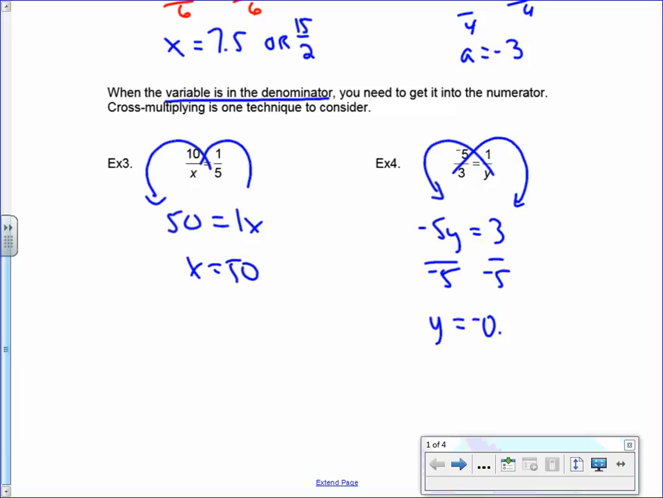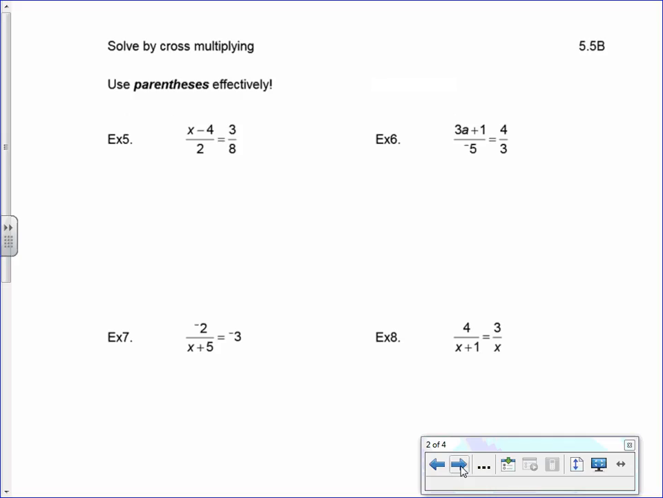-0.6, and a lot of us like to put 0.6 just to make sure you don't lose the decimal, or change it into a fraction and get the answer -3/5. Okay? Super easy. You probably did it all from somewhere in your past. Okay? The next set of examples requires that we use parentheses effectively.